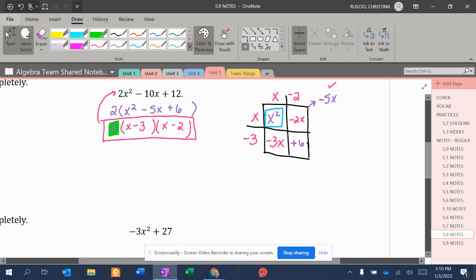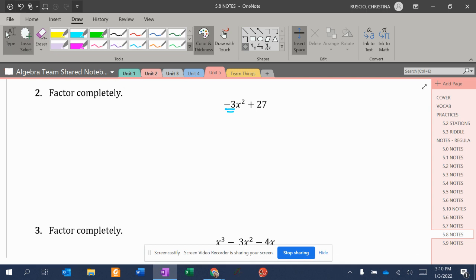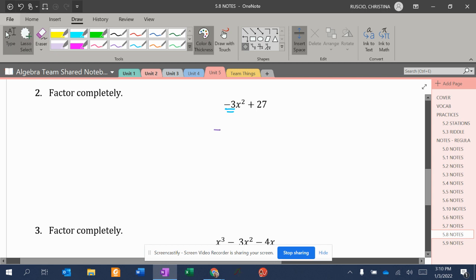It's a lot easier when that's not negative. So if we can factor out a negative to make that first term positive, we for sure are going to do that. So I think my GCF of negative 3 and 27 is negative 3. If I factor out a negative 3, I'm left with x squared. If I factor out a negative 3 from a positive 27, I'm actually left with negative 9 because negative 3 times negative 9 is positive 27. Okay, so I factored out my GCF, and my final answer, I want it to look something like this.